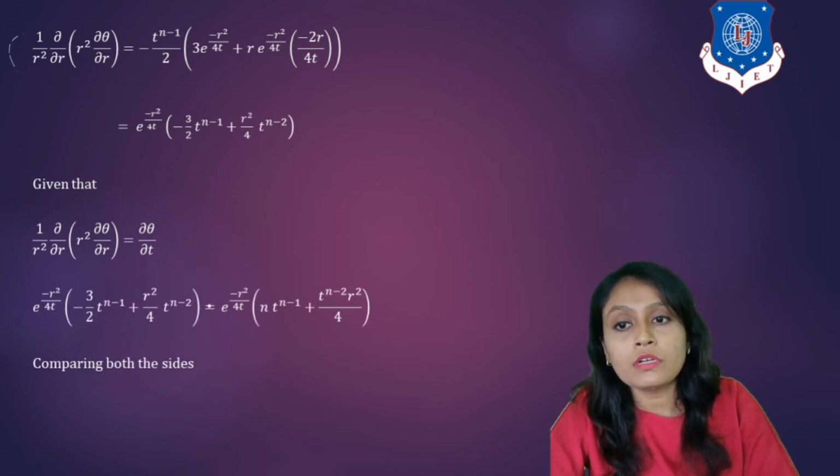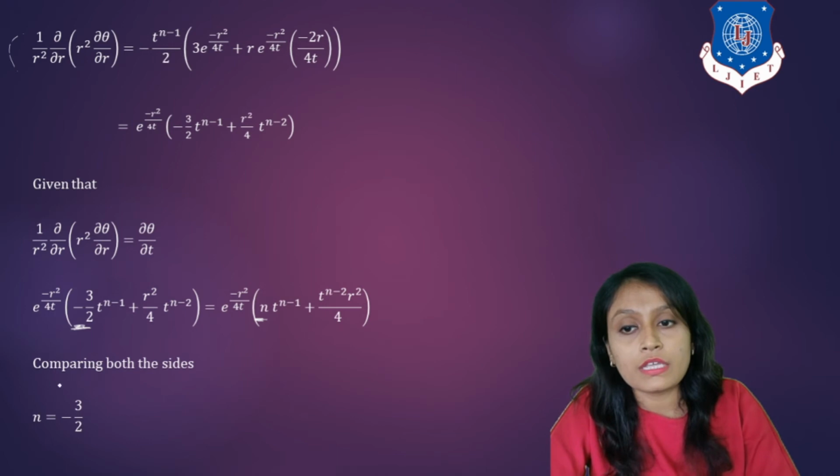And next we have to compare them. So on comparing, you can see that minus 3 by 2 is equal to n. So the answer of n is what? Minus 3 by 2, which is the required answer.